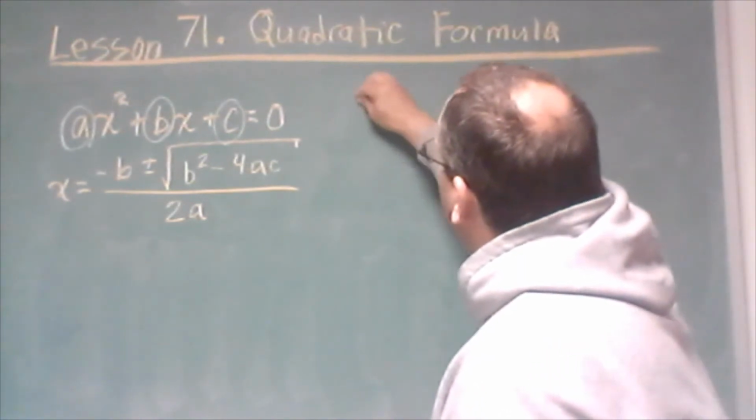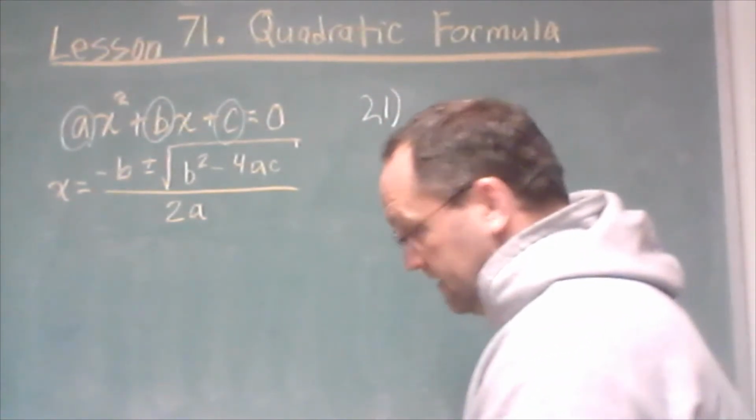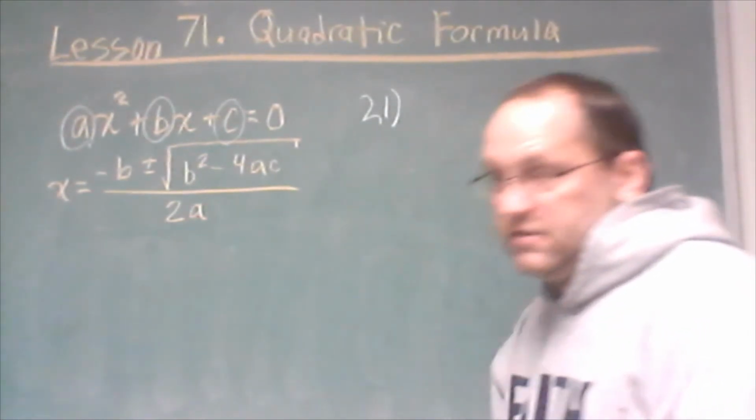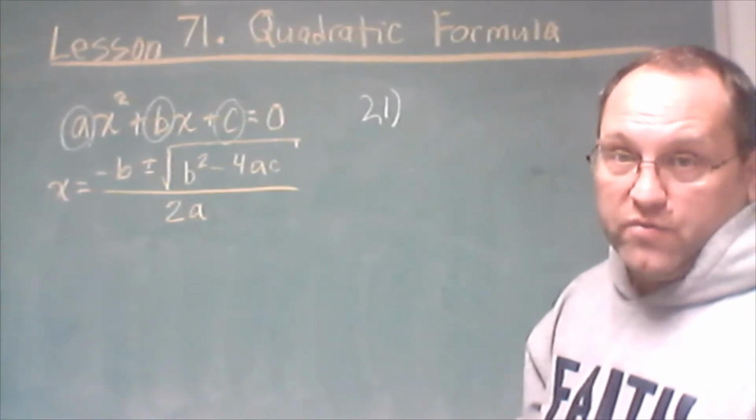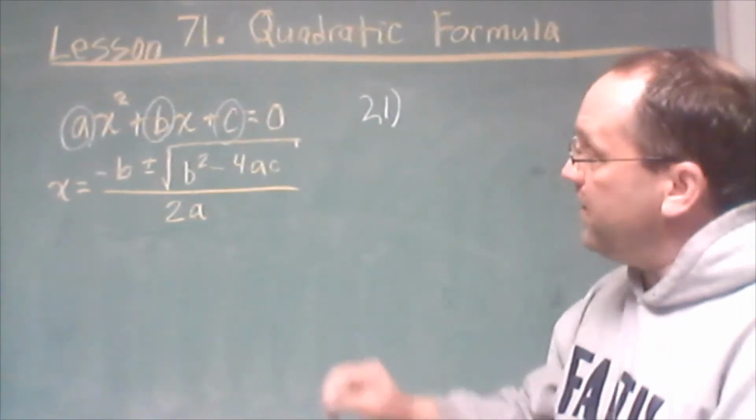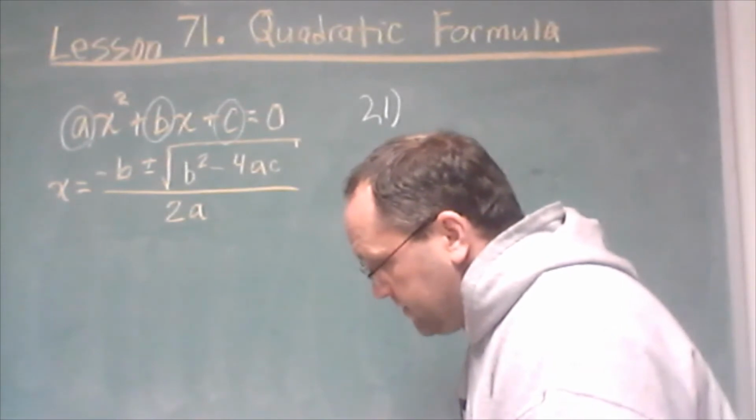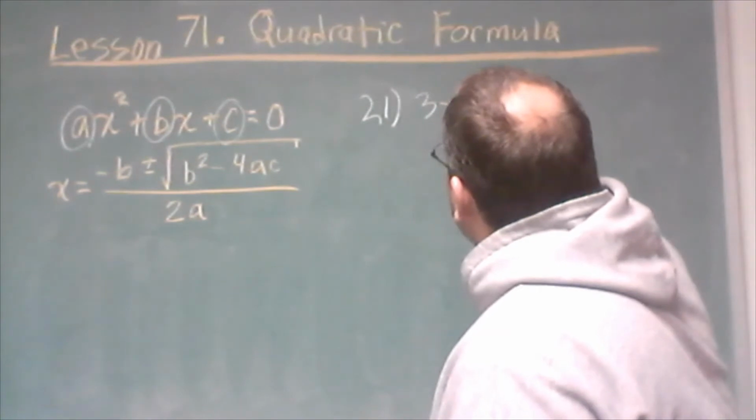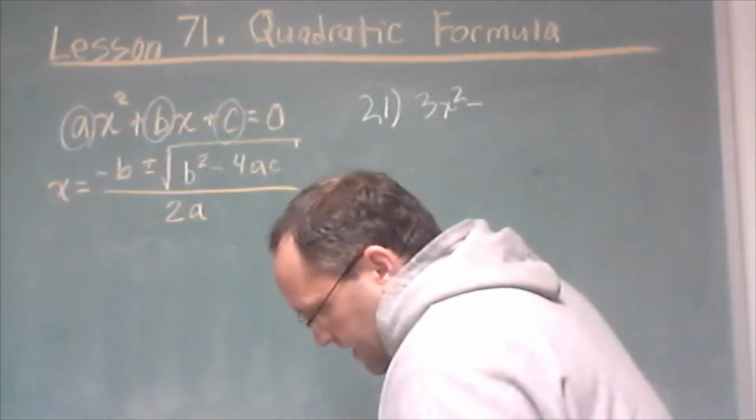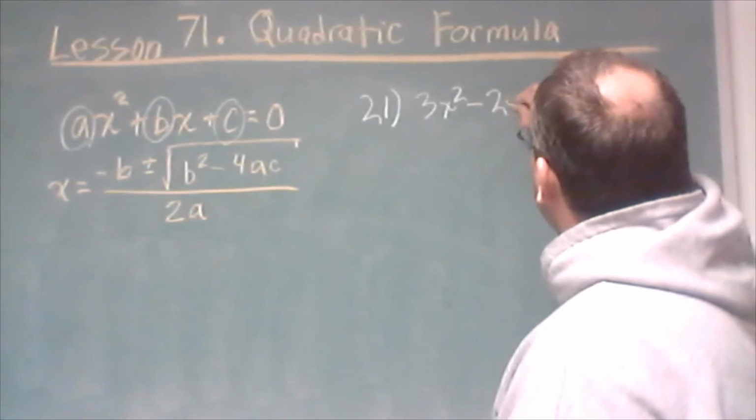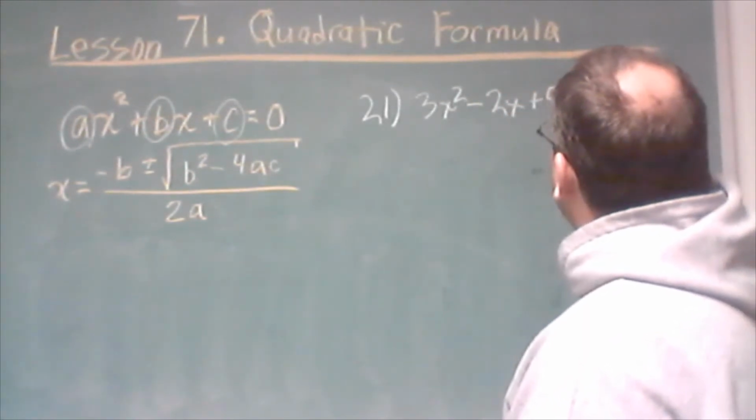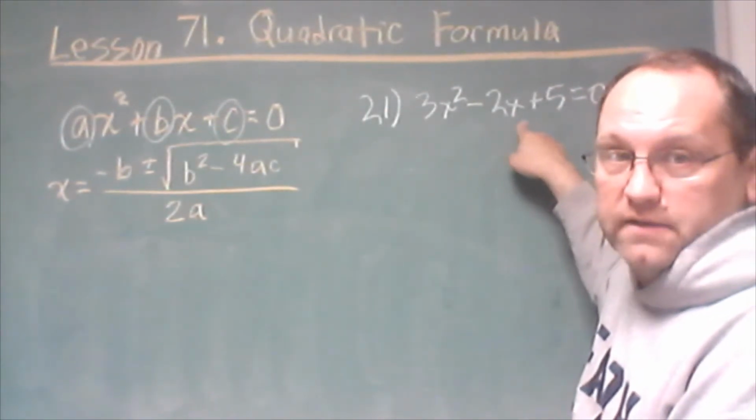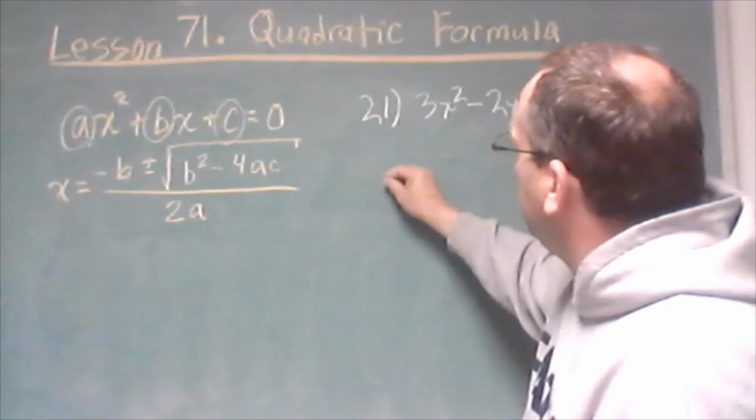Okay, 21. Now they say to use the completing the square method to solve that problem, but I want you to do both. So do it by completing the square. Let's go ahead and use the quadratic formula to do that. They give us the equation 3x squared minus 2x plus 5 equals 0. The first step is to have it in the proper format, which they already nicely did for us. Then it's just plugging in.